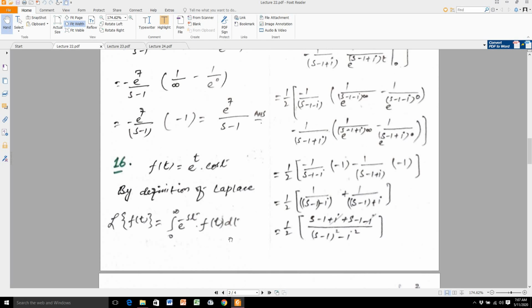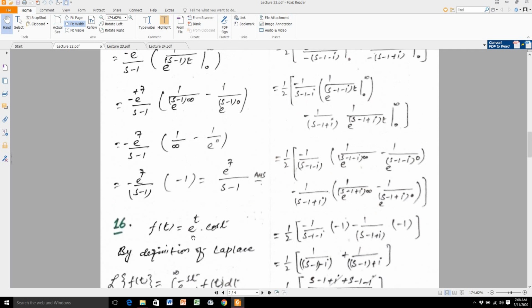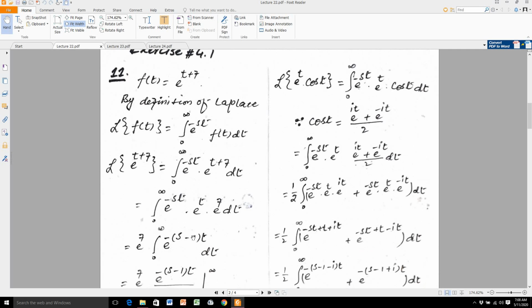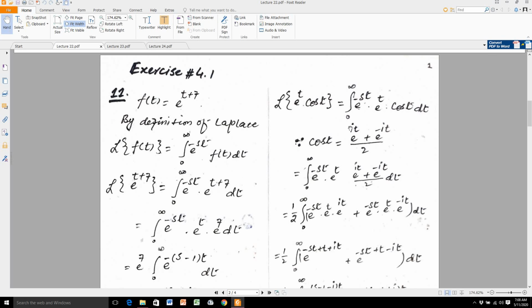Here is question number 16. We have a function which is a product of a trigonometric function and an exponential function. Again, by using the definition of Laplace, and here I am writing its formula, I substitute the value of f of t, writing it as the integral from 0 to infinity of e raised to the power minus st e raised to the power t cos t dt. Here I substitute the value of cos t in the form of an identity, which is called Euler's identity: e raised to the power iota t plus e raised to the power minus iota t divided by 2.